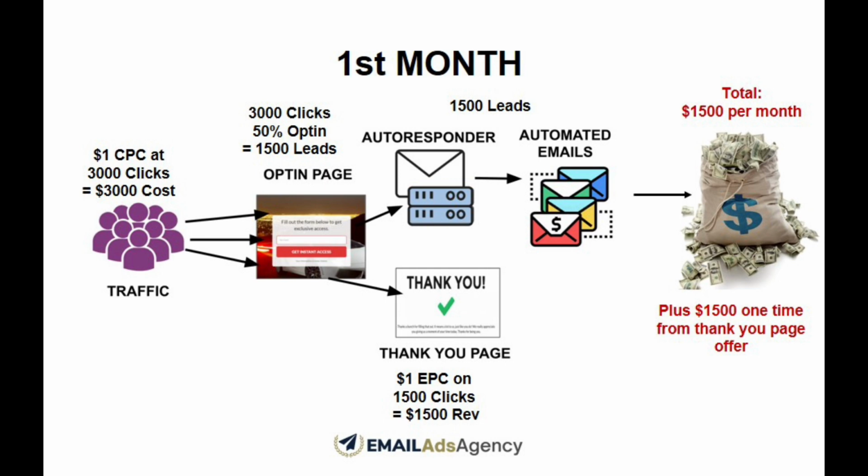Now, since we generated 1,500 leads, those 1,500 leads receive daily automated emails from us, and they will be worth $1 per month. So, at the end of the first month, we are able to create a revenue of $1,500 per month plus a one time revenue of $1,500 from the thank you page offer.